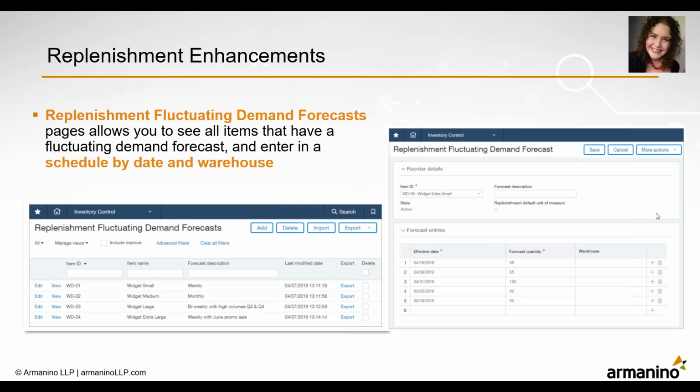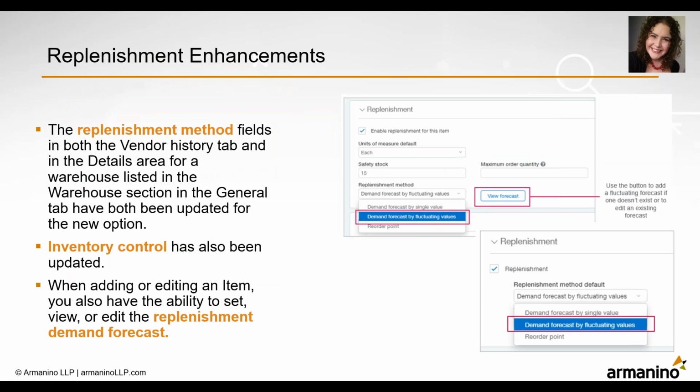So the sum of the forecast quantities with the dates during the time period between the as of date on the replenishment inventory page, plus the vendor's lead time, is going to represent the demand during the vendor lead time. And the fluctuating forecast for the item is only going to be used when you have the fluctuating values. So if you've built this table, but then you change the replenishment method, the table will still be there, but it will not be referenced. Important call out.